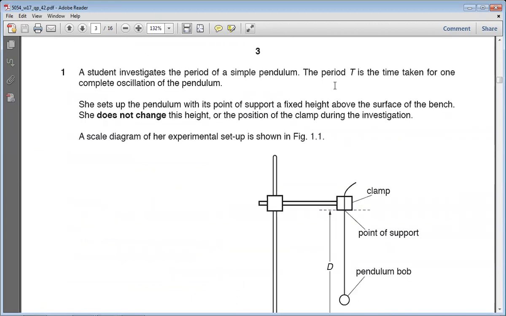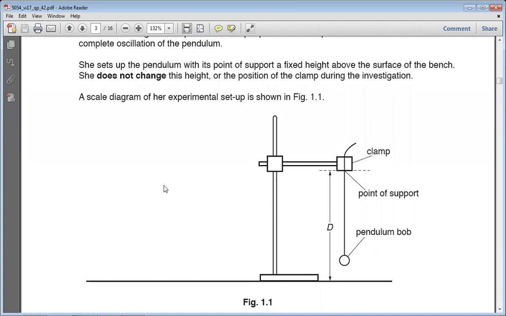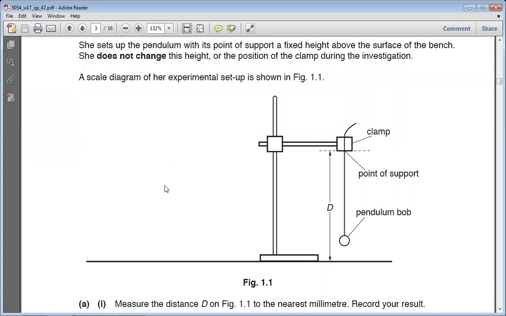Okay, so let's start. It says a student investigates the period of a simple pendulum. The period T is the time taken for one complete oscillation of the pendulum. She sets up the pendulum with its point of support a fixed height above the surface of the bench. She does not change this height or the position of the clamp during the investigation. A scale diagram of her experiment setup is shown in figure 1.1.